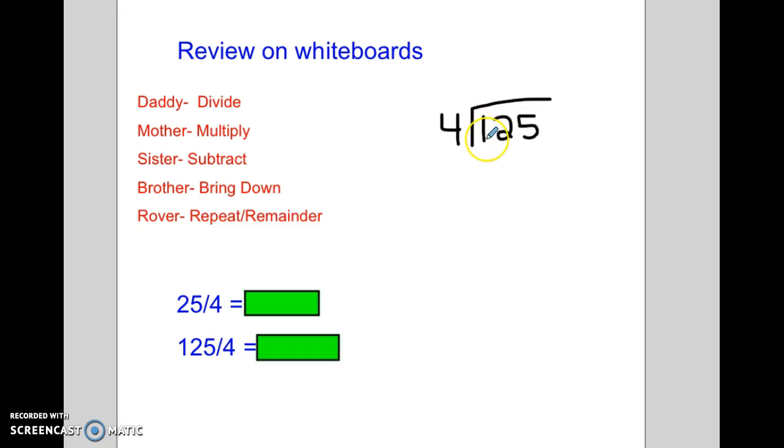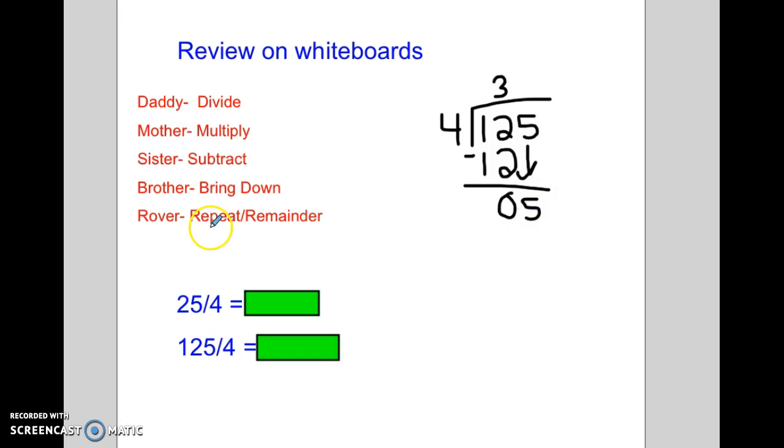So first I go 4 into 1. Can't do it. It's too small. So now I'm going to go 4 into 12. Ooh, and that's awesome because I know that 4 times 3, so now I'm on to the mother, multiply. 4 times 3 is 12. It's perfect. I'm going to write 12. Then I'm going to go into sister subtract. 12 minus 12 is 0. Now I'm going to go to brother, bring down. I can bring down this 5.